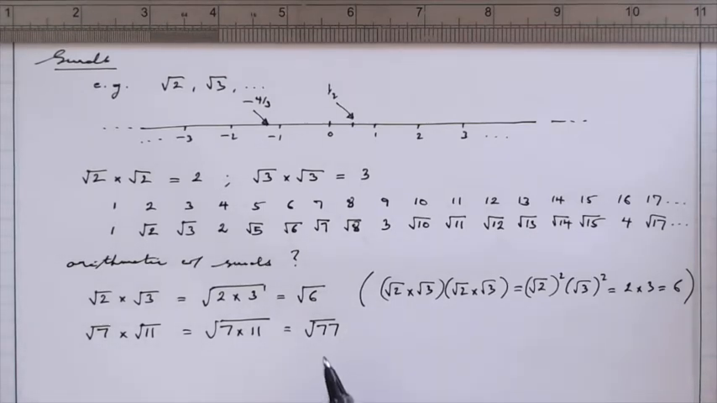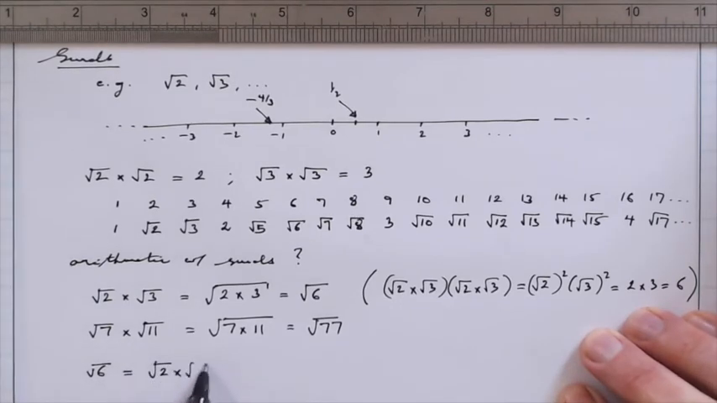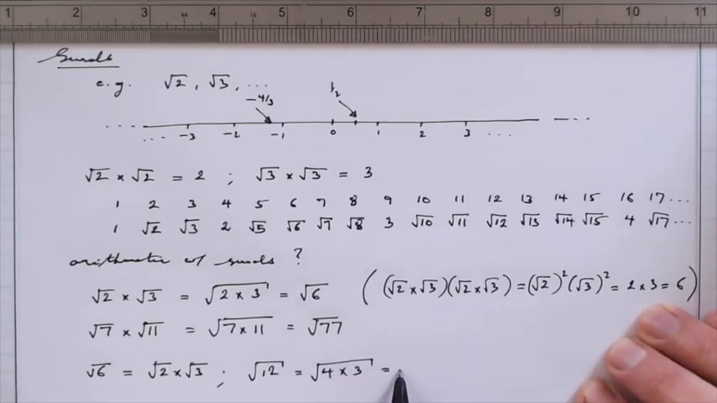Very important is the idea that we can do this backwards, so we can take the square root of 6 and we can decompose it into the square root of 2 times the square root of 3. Likewise, we can take a number such as the square root of 12 and we can break it up into smaller surds. So, for example, we could write this as the square root of 4 times 3. We could then break up the large square root into two smaller ones.